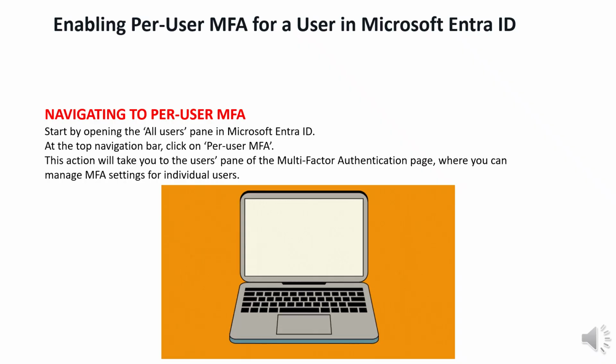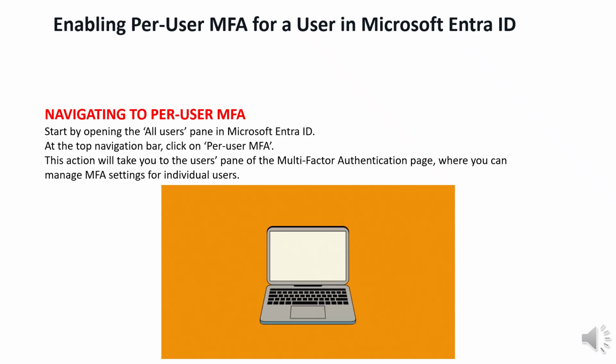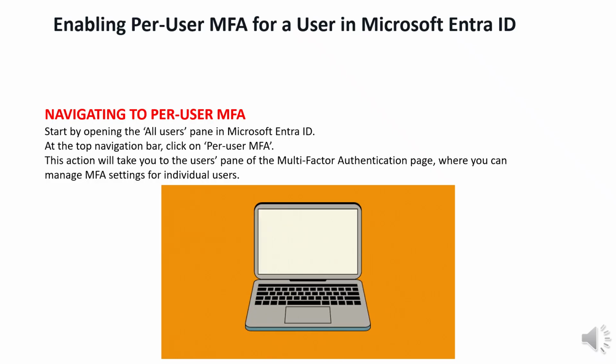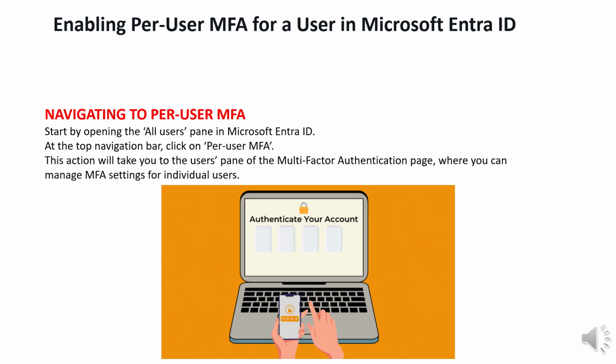In this tutorial, you will learn how to enable multi-factor authentication, or MFA, for a specific user in Microsoft Entra ID. Navigating to Per User MFA. Start by opening the All Users pane in Microsoft Entra ID. At the top navigation bar, click on Per User MFA. This action will take you to the Users pane of the multi-factor authentication page, where you can manage MFA settings for individual users.